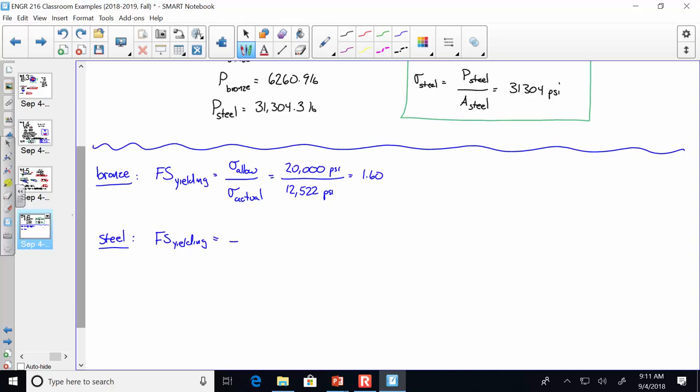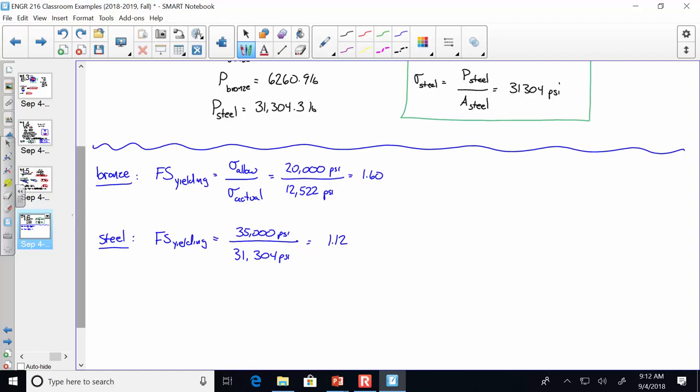That is, what's the yield stress? 35,000 over 31,304. So what do we got? 1.12. Do I have a second on that? So which rod is living life a little closer on the edge? The steel rod, okay? So this will introduce you to a little bit of lingo about factors of safety, okay?